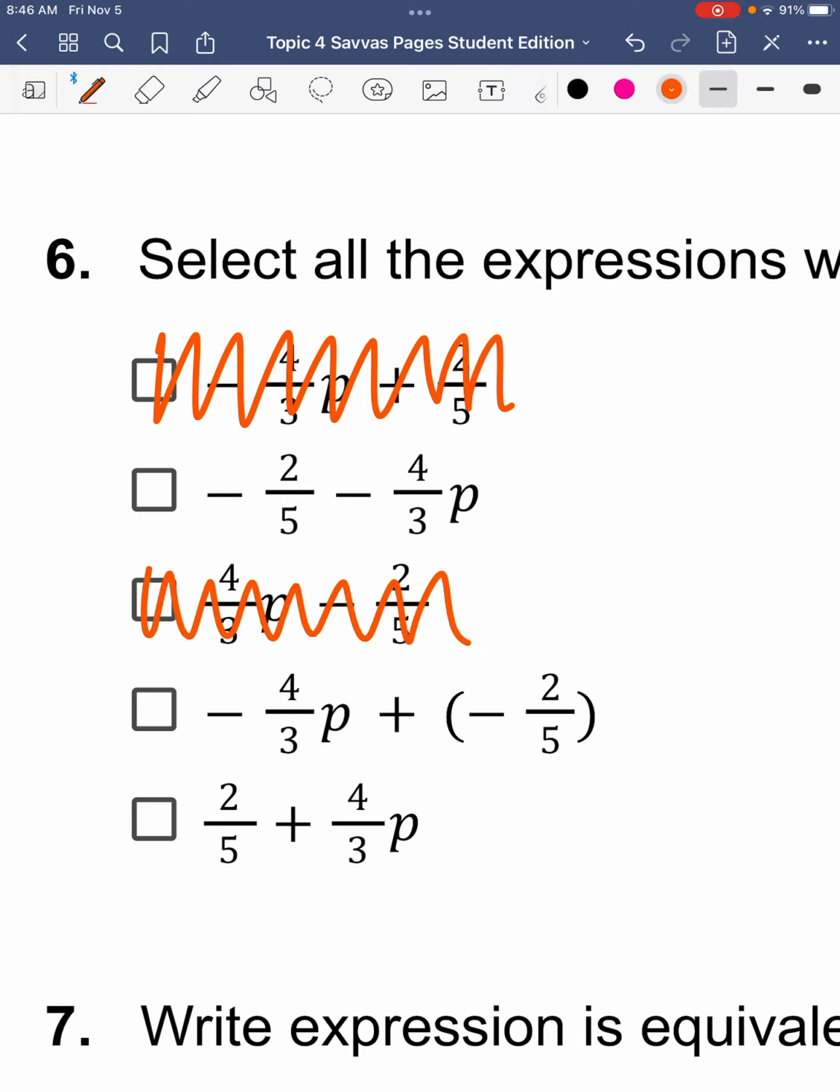Okay, in my fourth answer choice, I can see that they're both negative once again. So I'm going to keep that one around for now. But in my last choice, I see that they're both positive. I have a positive 2/5 and a positive 4/3 p. So I'm going to eliminate that choice as well.